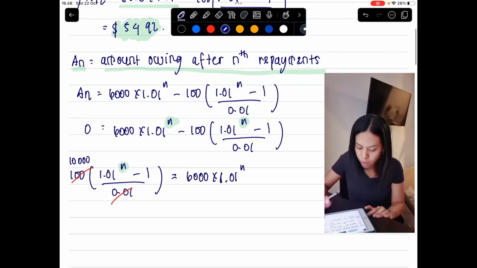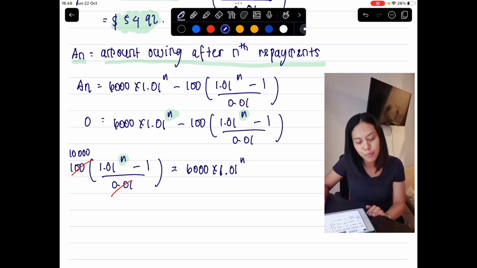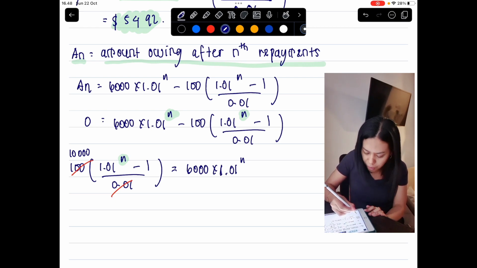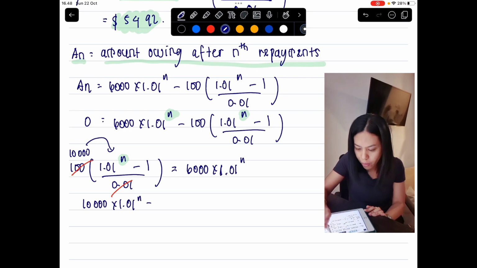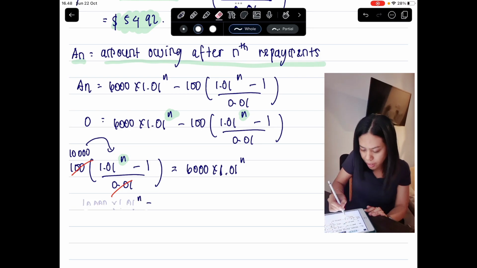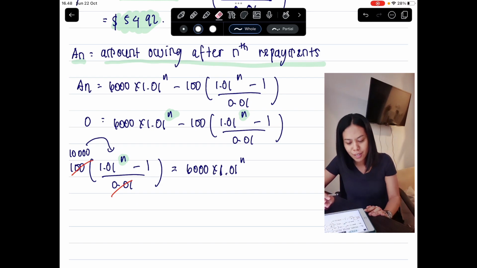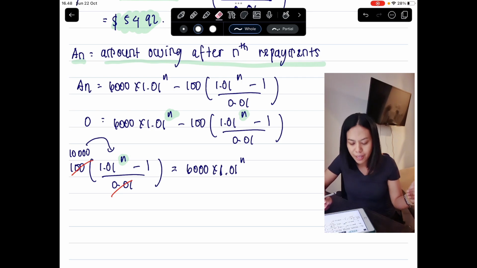Okay, so now I'm going to write everything again, so it's not going to be as messy. So it's going to be 10,000, and then I'm going to do the rainbow, okay, people? Rainbow. It's going to be 10,000 times 1.01 to the power of n minus, okay. Sorry, I have a better idea. I think we better just simplify the 10,000. We're going to get rid of the 10,000. We're going to divide both sides by 10,000.